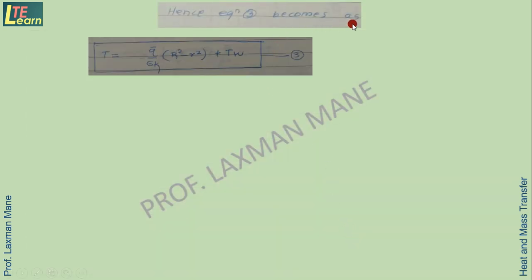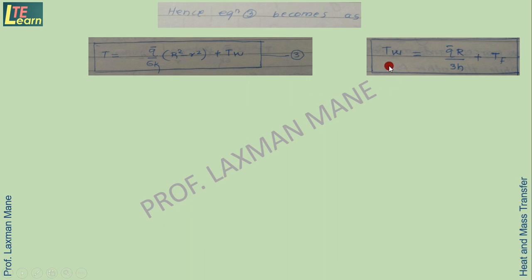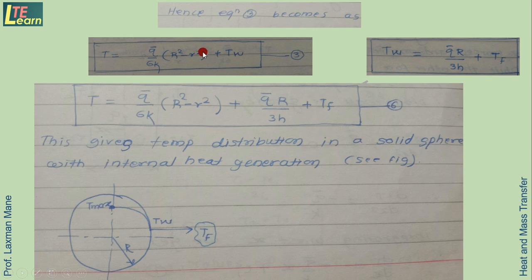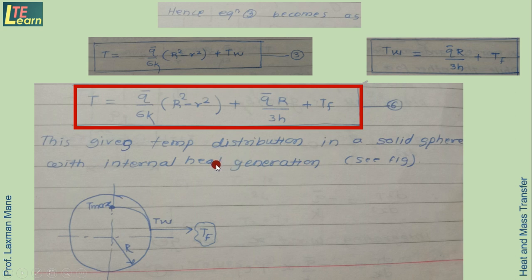So equation 3 becomes, now wall temperature we have TW is equal to this, we have done this. So at the place of TW we put in equation 3, so we find equation T is equal to q upon 6k times capital R square minus r square round bracket complete plus at the place of TW this is what, qR by 3h plus TF. So this gives temperature distribution in solid sphere with internal heat generation.